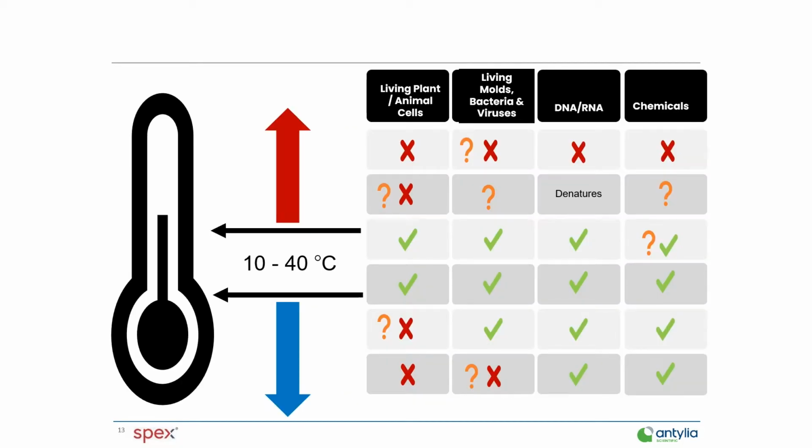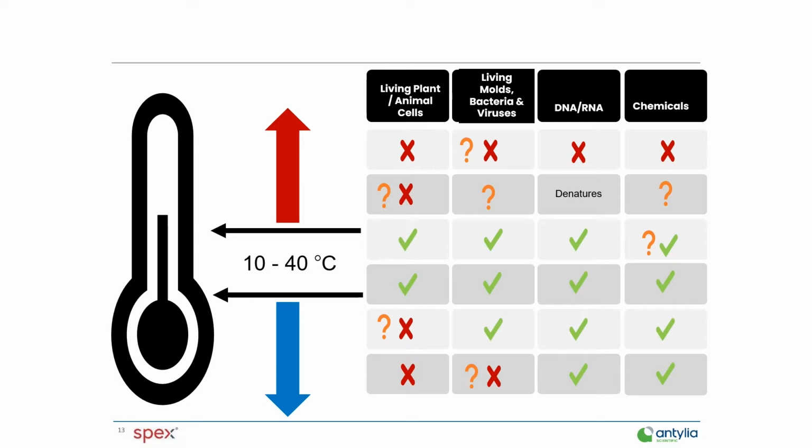Depending on the type of analysis you're doing, there is a range of temperatures that samples can be exposed to. So if you want living plant and animal cells, cells that will continue to live, then you want to keep them near that sweet spot. And there are some cases where you can go a little higher or a little lower, but definitely within that sweet spot. Living molds, bacteria, and viruses, again, mostly hover around the sweet spot with a little bit of variation higher or lower depending on the type of mold, bacteria, or virus.